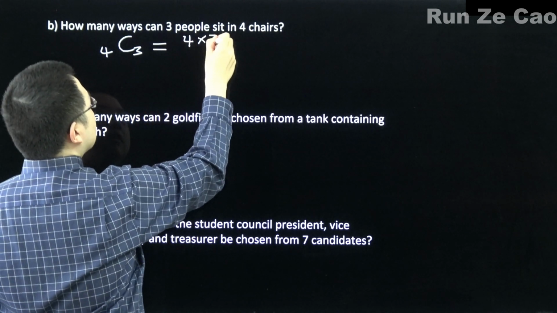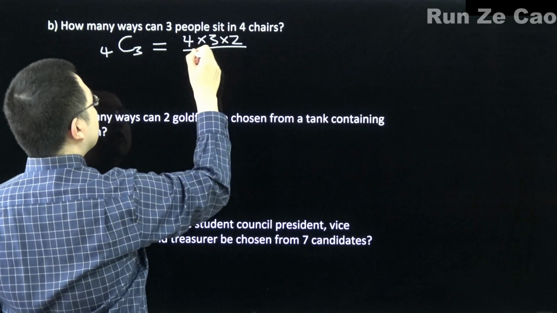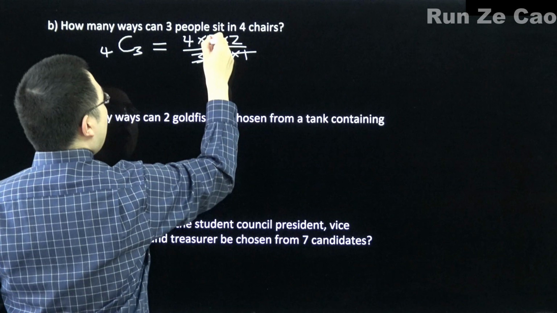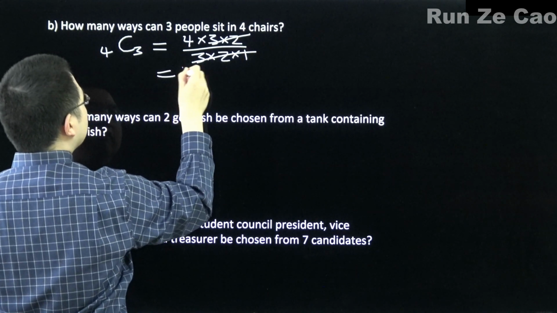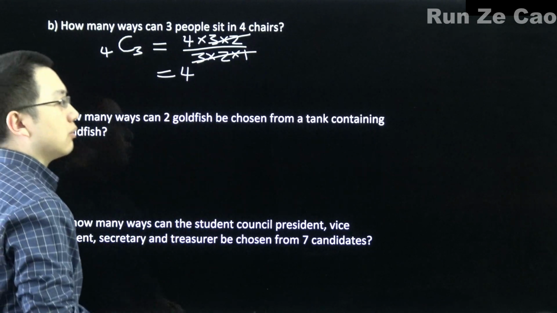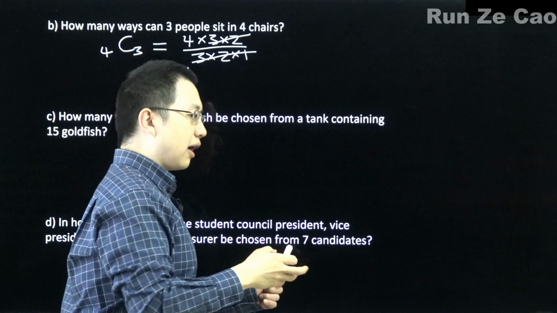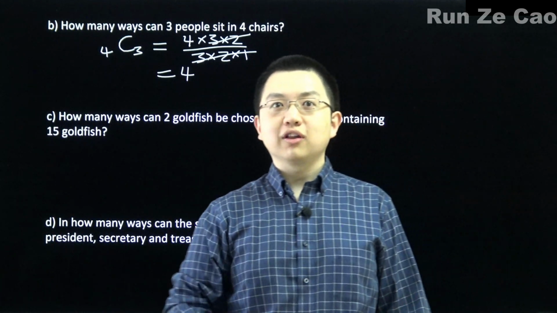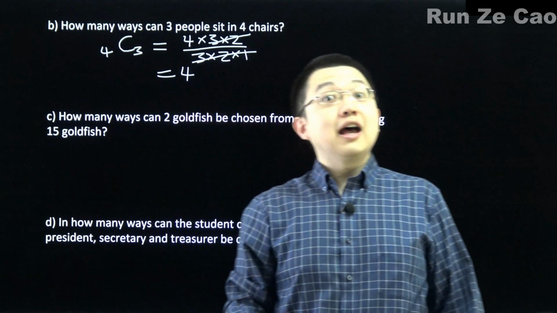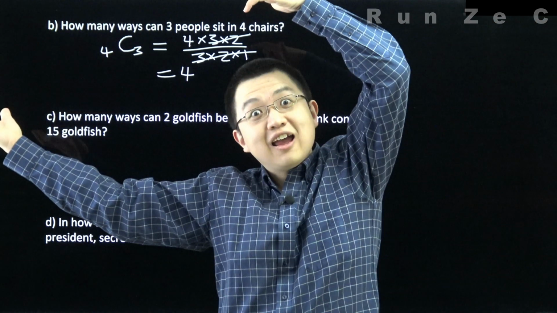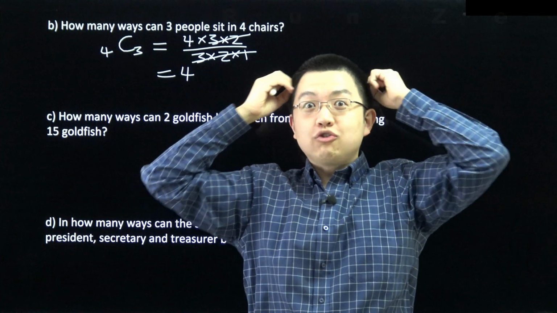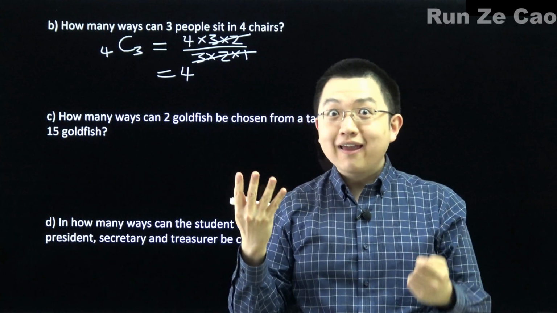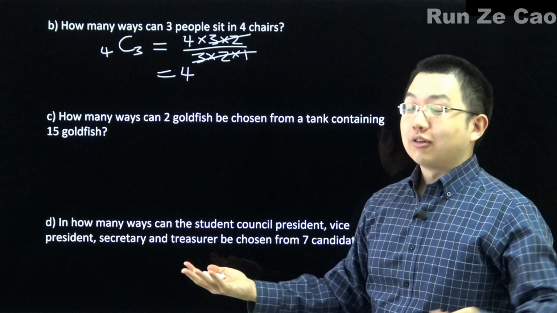4 times 3 times 2 over 3 times 2 times 1. Why is it 4 ways? I mean, we're choosing 3 chairs out of 4 to actually have people on them. That's the same as choosing the 1 chair out of 4 that doesn't have a person on it. And guess how many ways you can choose 1 chair out of 4? 4 ways. No surprise, I hope.